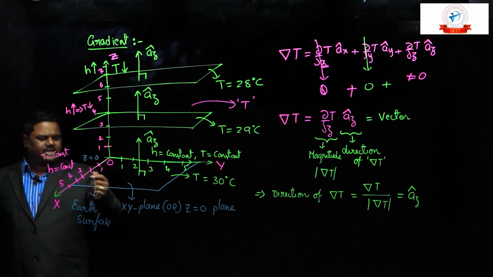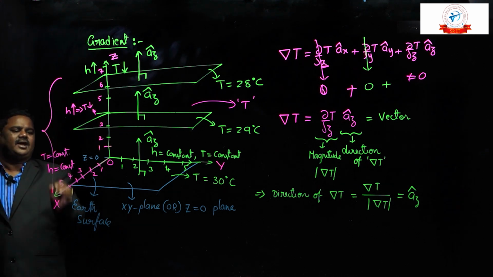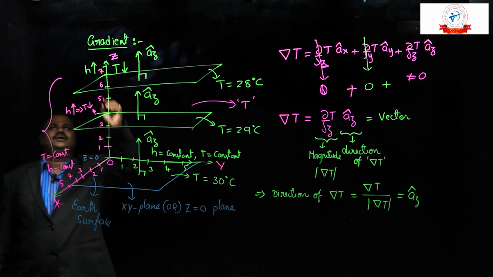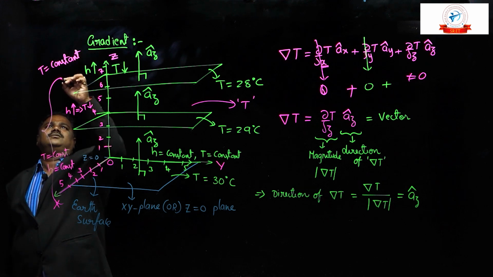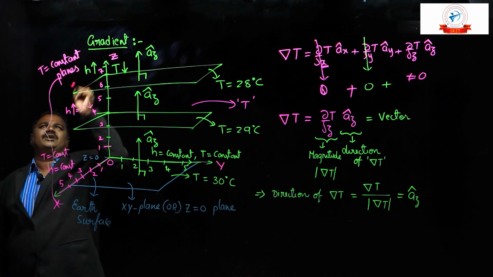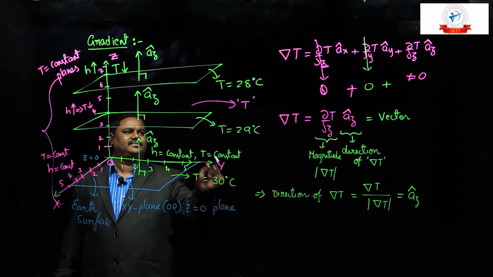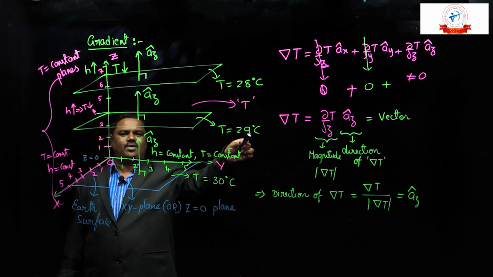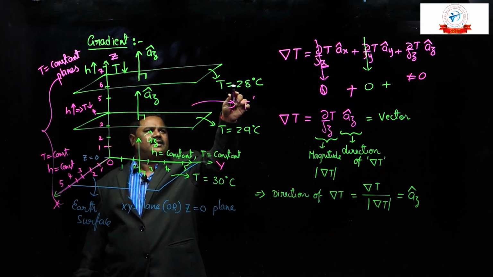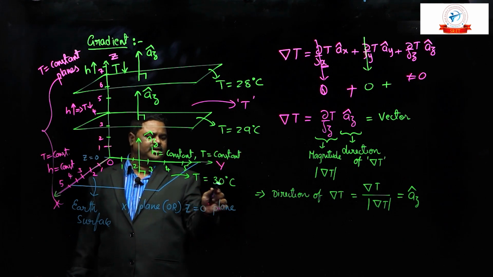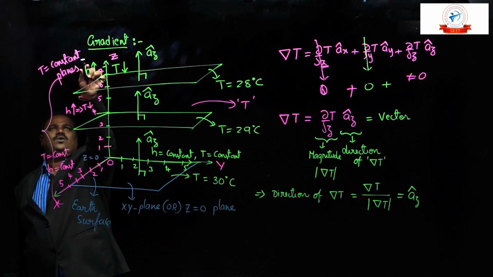So what are all these surfaces? All these surfaces combined can be called T is equal to constant planes. Why? Because here is the plane where T is equal to 30, some constant. This is the plane where T is equal to 29, constant. This is the plane where T is equal to 28, a constant. Everywhere we have T equal to some constant. So all these planes are together called T is equal to constant planes.